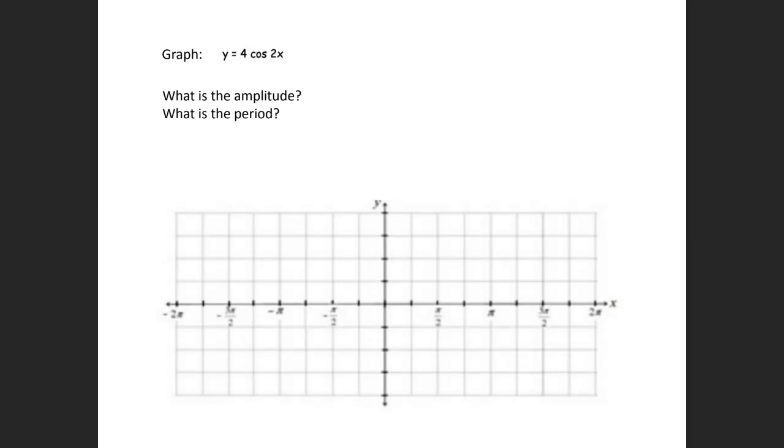What if I asked you to graph 4 cosine of 2x? Okay, so cosine now starts at 1. So I'm going to graph the normal cosine graph so we can see what the difference is. So cosine would start here, and then goes down, and then it comes back up. So it just goes to 1. So it's going to look like this. And it would continue.